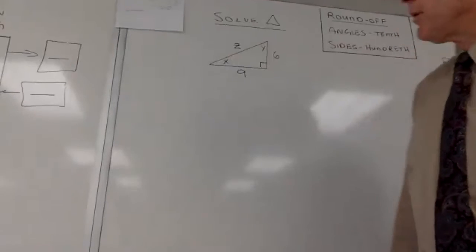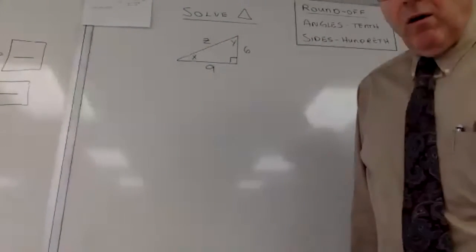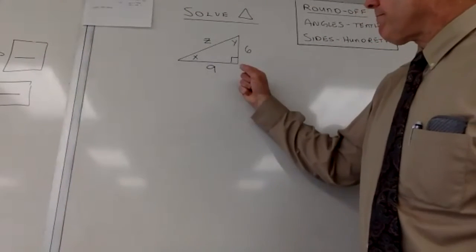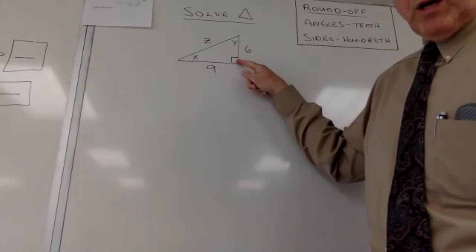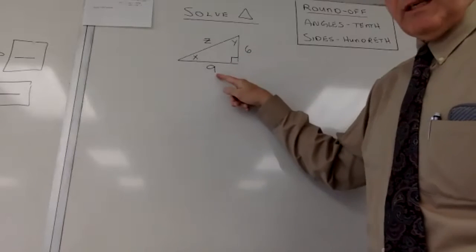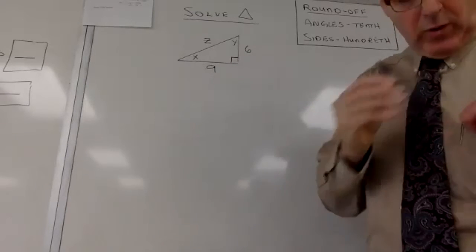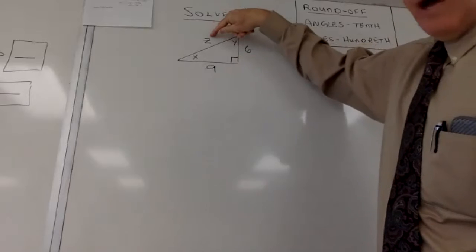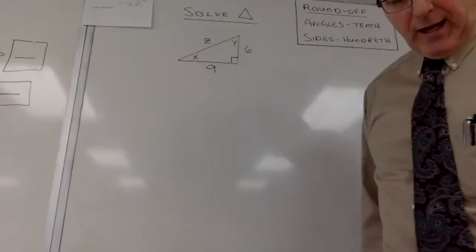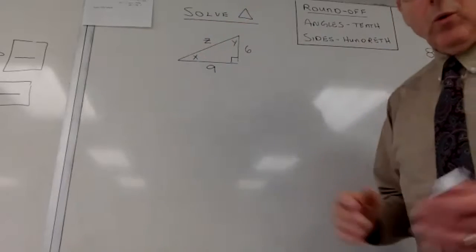All right, so here's a problem where I know I have a right triangle. I know one side is 6 and one side is 9. What I want to do is find the hypotenuse and my other two angles. Okay, what do you want to do first?